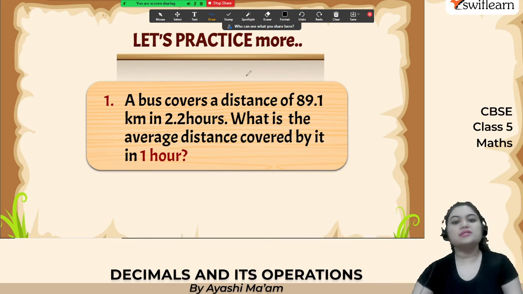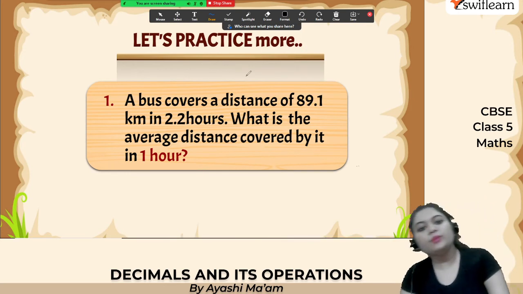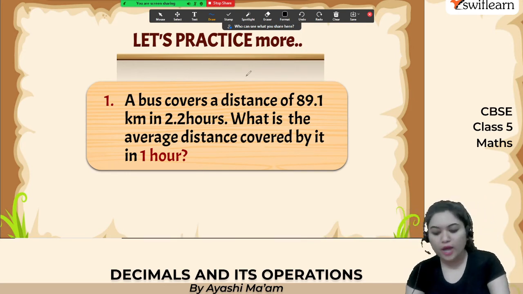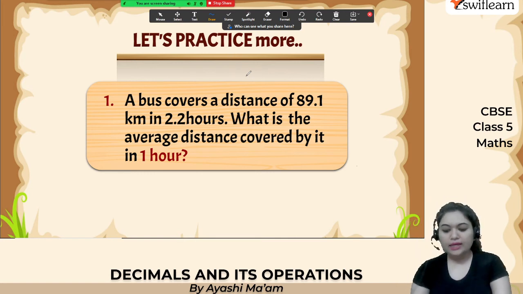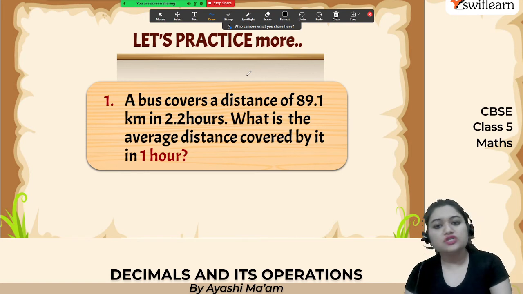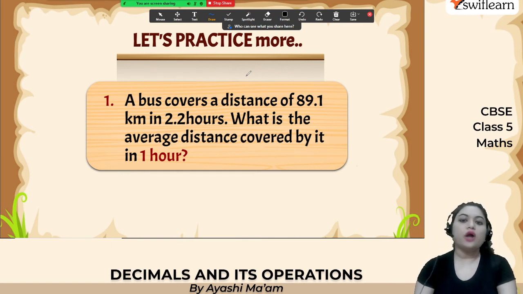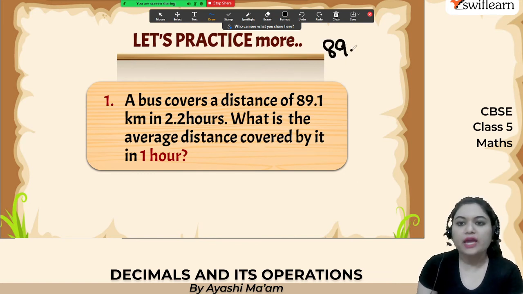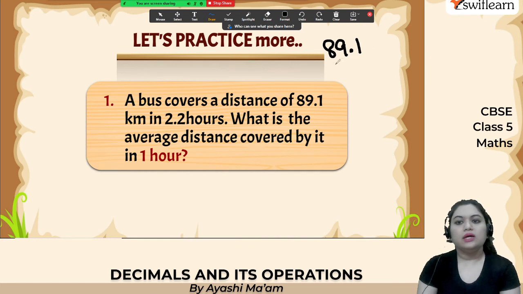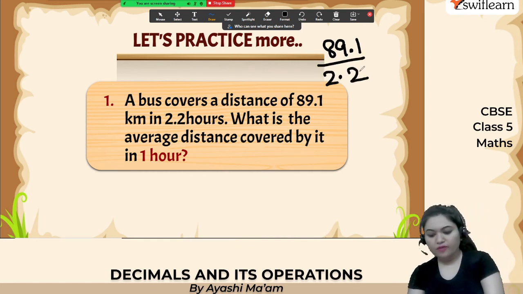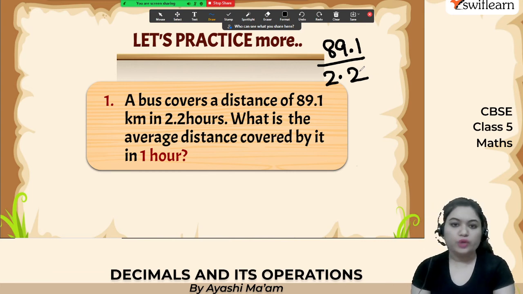So see, a bus covers a distance of 89.1 kilometers in 2.2 hours. What is the average distance that is covered by it in 1 hour, right? So what you can do, let's do the fraction method over here. Okay, so we have 89.1 divided by 2.2. Why?